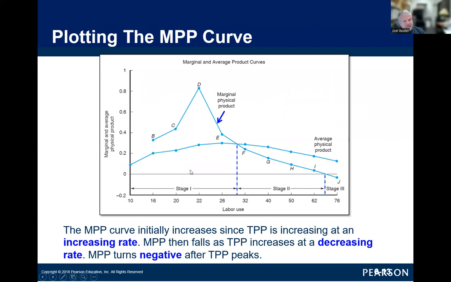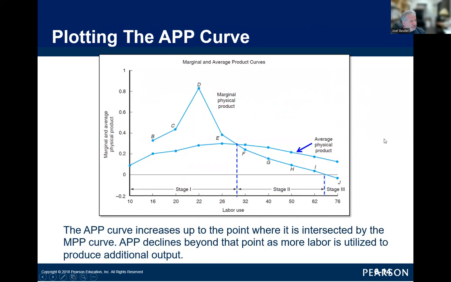Average physical product is more shallow. Just an observation. So average physical product curve increases up to a point where it's intersected by the marginal physical product curve. And then it's going to decline after that point as we use more labor to produce more output, right? The fairly simple relationships.